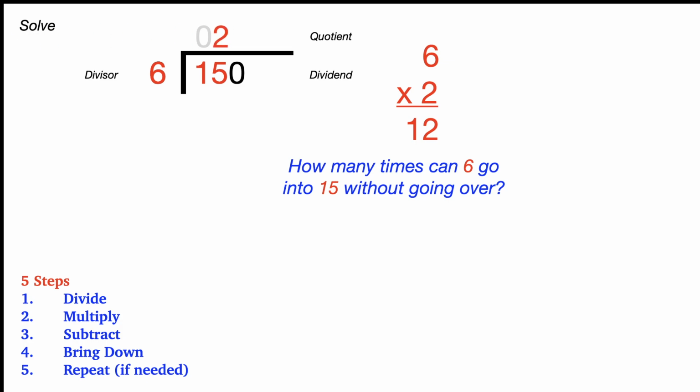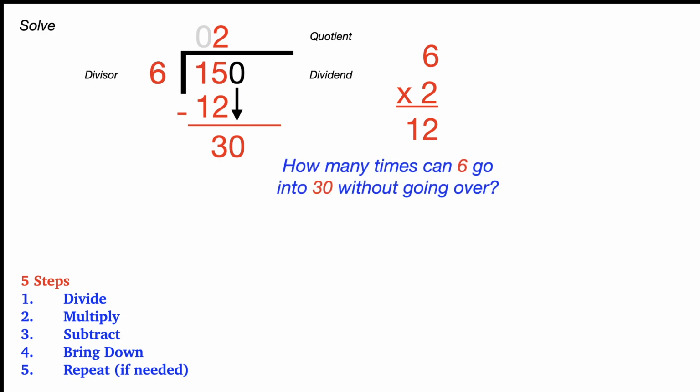The 2 goes on top over the 5. The 12 goes underneath the 15. And we subtract because we want to see how close did we get. We got to within 3. Next, we're going to bring down the 0, and we create the number 30. Ask yourself, how many times can 6 go into 30 without going over? If you do your calculations, that would be 6 times 5.